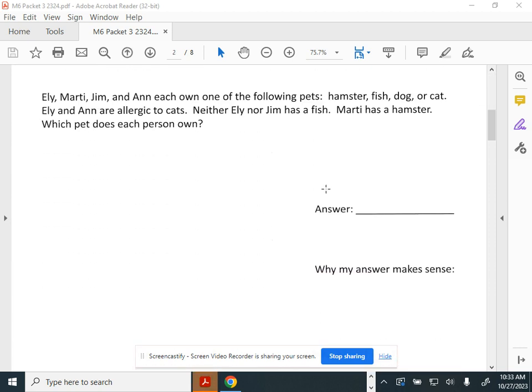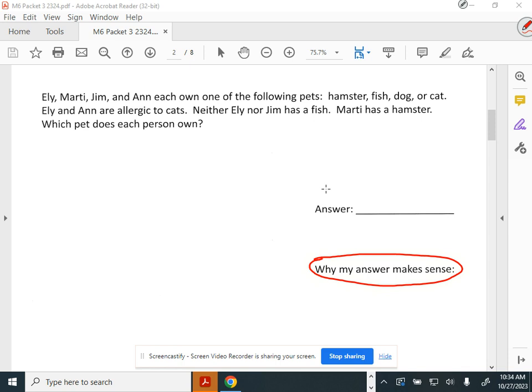We have Eli, Marty, Jim, and Ann. Each owns one of the following pets: a hamster, a fish, a dog, or a cat. Eli and Ann are allergic to cats. Neither Eli nor Jim has a fish. Marty has a hamster. Which pet does each person own? One person for one pet. We have to keep in mind that it says why my answer makes sense. You can't just give an answer and say this is why it makes sense. You have to show how you found that answer. The easy way to do that is to make a table.